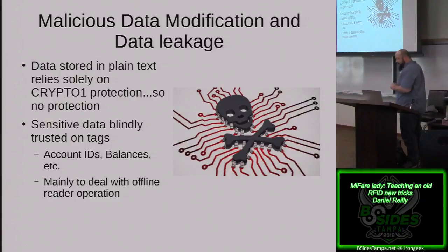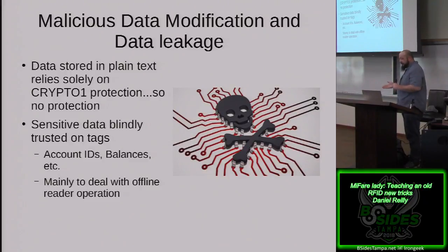Alright, let's get into the malicious data modification and data leakage. So, data stored in plain text on a Mifare card generally is relying on the Crypto 1 standard for protection. So there is no protection. We've known that since 2008, and Mifare cards are still widely distributed. In fact, the reason I chose to do this talk was because I bought some cards for prototyping without understanding exactly what was in the package. It was a big giant package of RFID equipment. And I got a bunch of Mifare Classic cards that did not support the EV1 standard yet. They're very old. So I can't just accept Crypto 1. It's broken, it doesn't work.